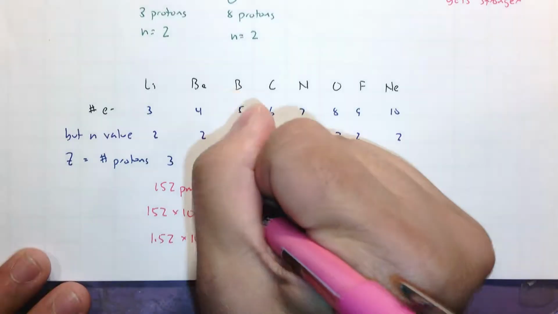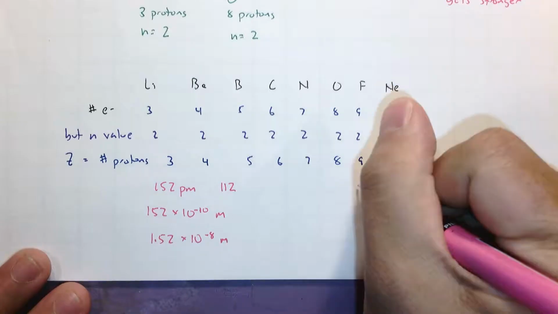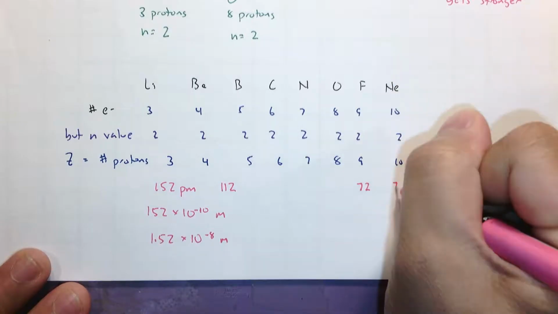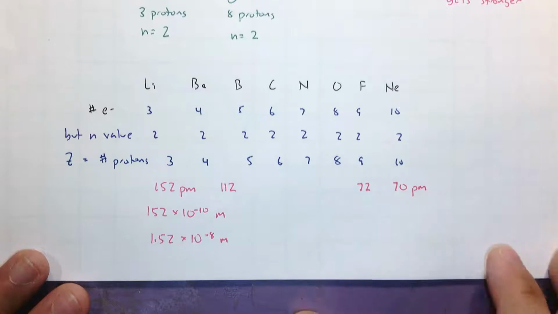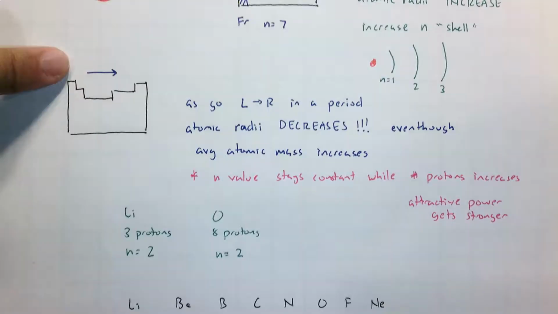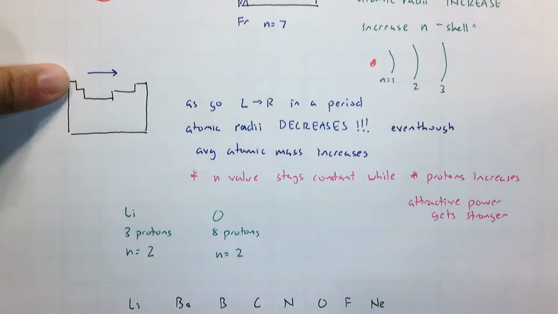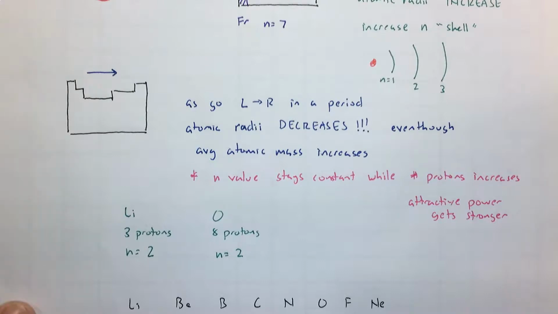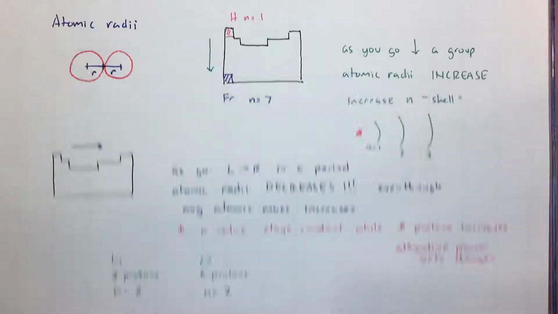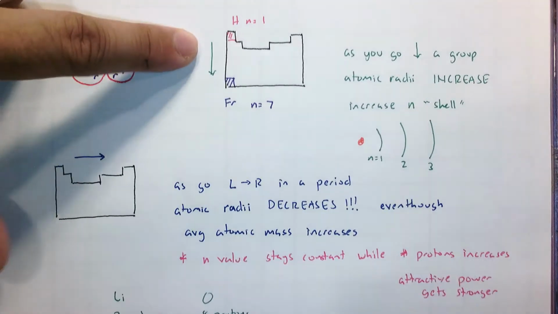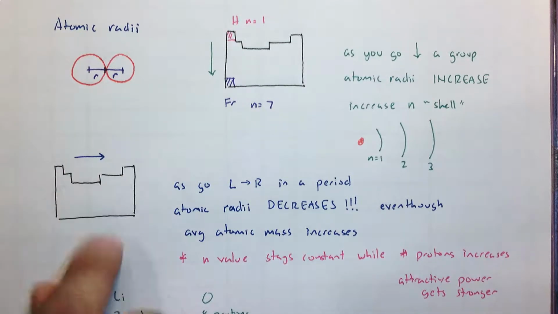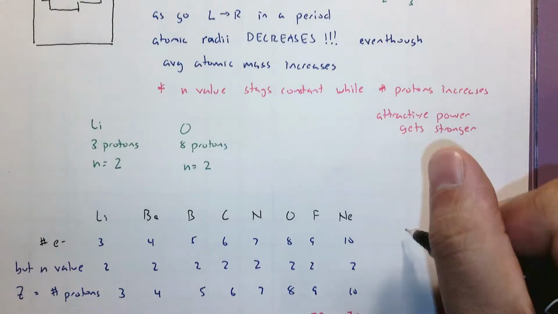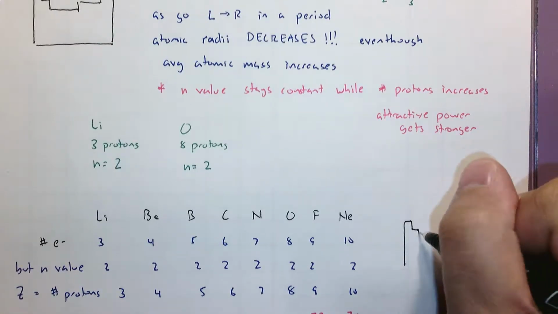For beryllium, 112. Let's go to the other side, down to 72, and then neon is 70 picometers. So again, this trend, the one that I've drawn, as you go from left to right, the atomic radii decreases. Let us combine those two trends for atomic radii, increasing going down, and in this case, increasing going to the left. I like to draw my diagonal arrow showing how the trend increases.